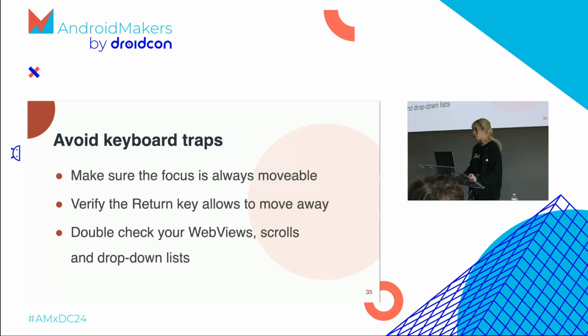And if part of your app relies on web views, you definitely want to check if they're working as expected. And I'm trusting that your websites are all up to date with the accessibility recommendations, but you still need to check how it does inside the web view of your app. And you want to double check the scrolls and the drop-down lists because they're known to trap the keyboard sometimes.